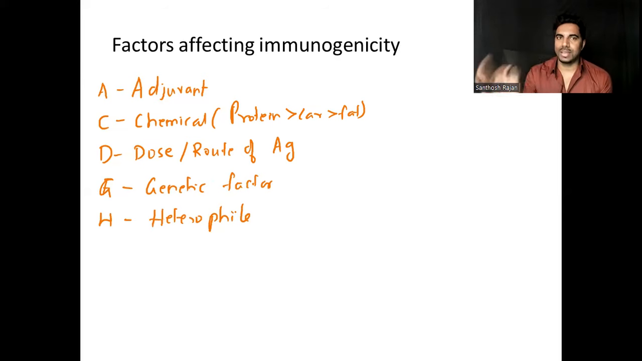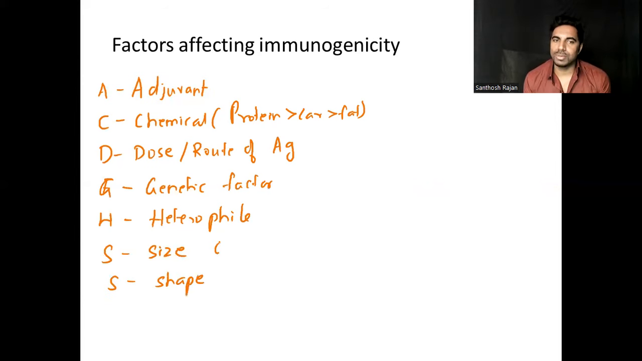Two bacteria can have the same antigen, that heterophile property. That is one role. And then the size of the antigen, and the shape of the antigen, size and shape of antigen are also important. All of these are important things that determine your immunogenicity.